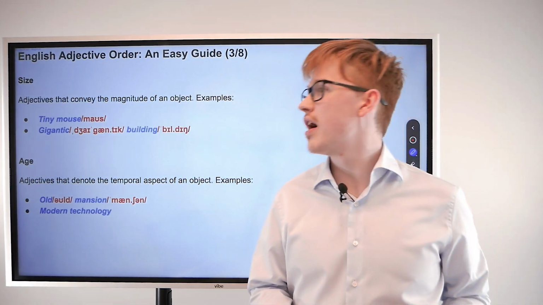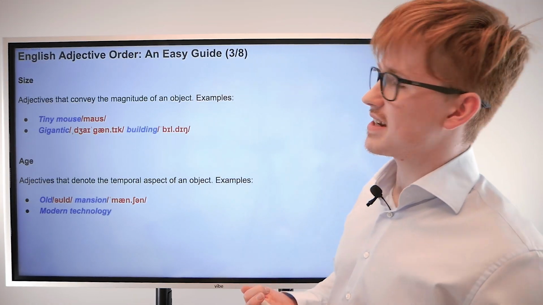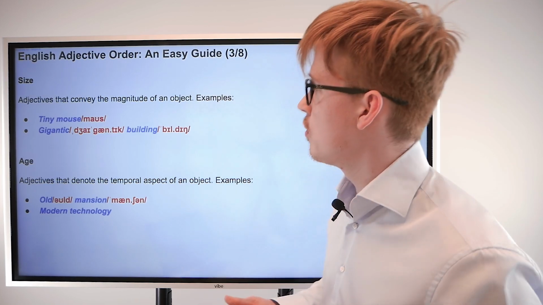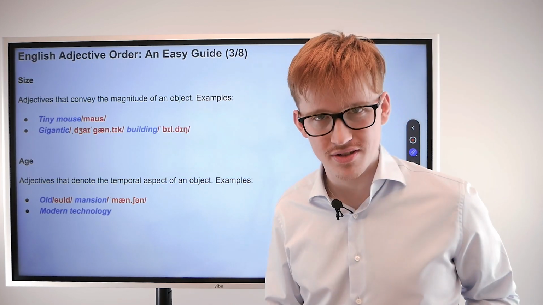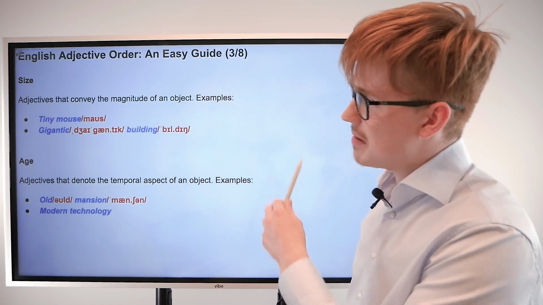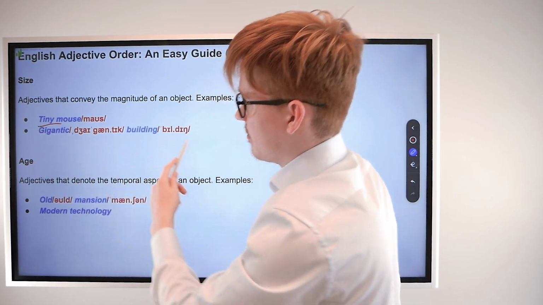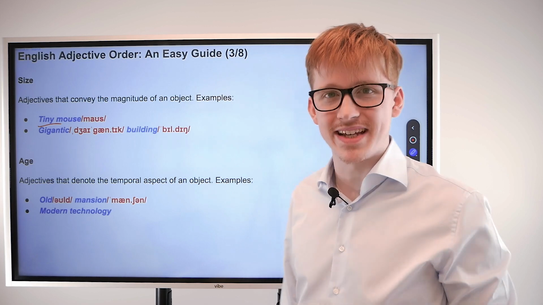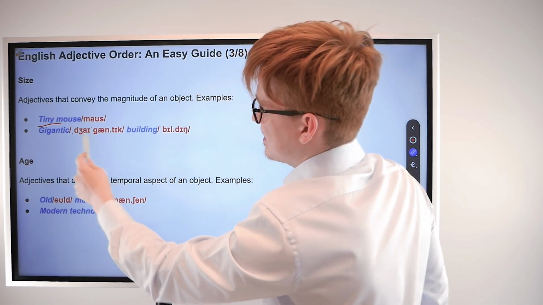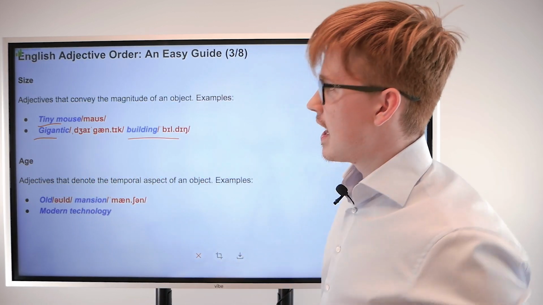Okay, so now we're going to be looking at size, the size of something. So the next adjective group here. So a tiny mouse, for example. A tiny mouse, a massive mouse. You can see we have the size of something. A gigantic building. A gigantic building.